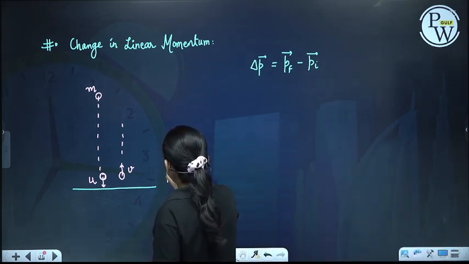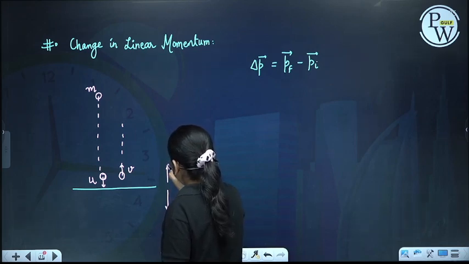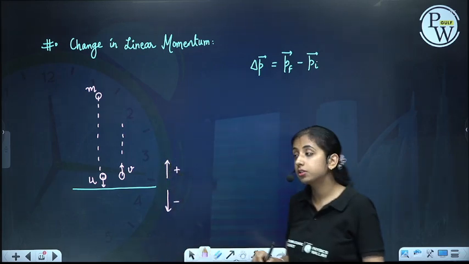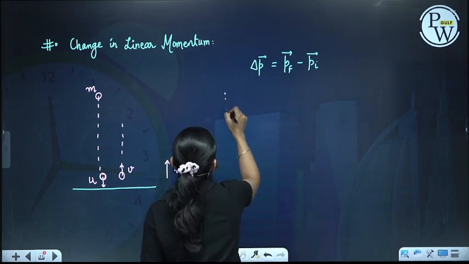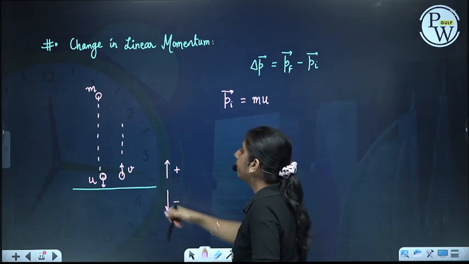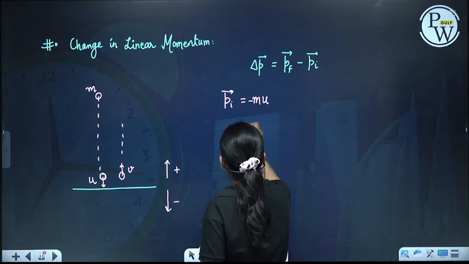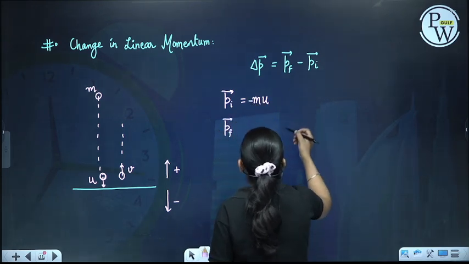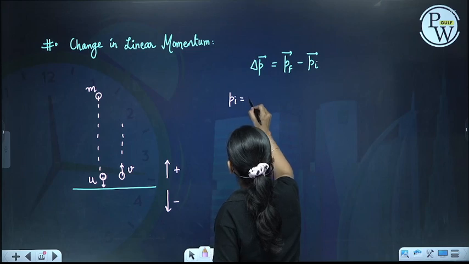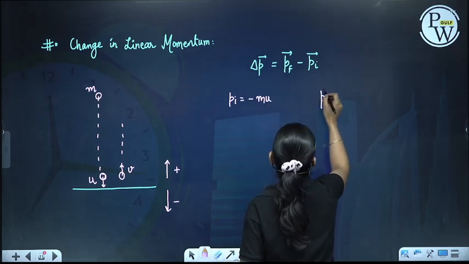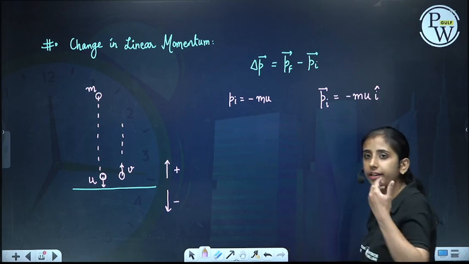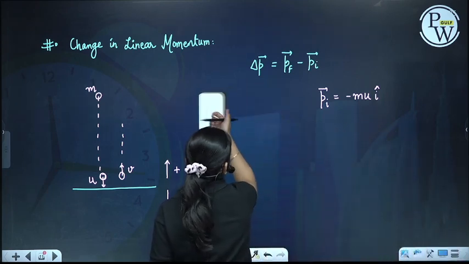Now let us take upward direction as positive, downward direction as negative. We have to take some sign convention. So write the initial momentum. What will be the initial momentum? Mass into speed into direction, which will be negative. It is in downward direction, so P initial is equal to minus mu i cap. Let us write it in vector form only.